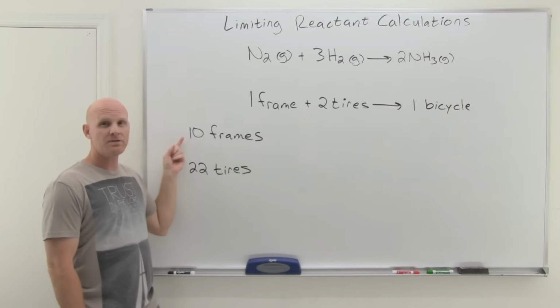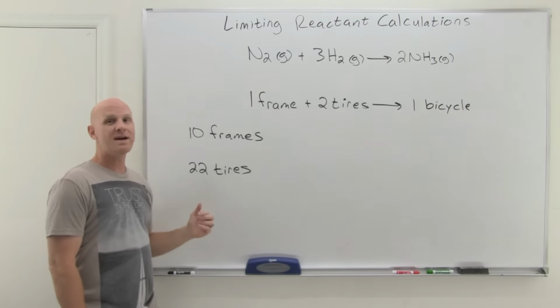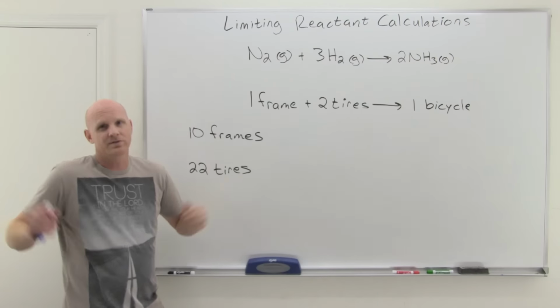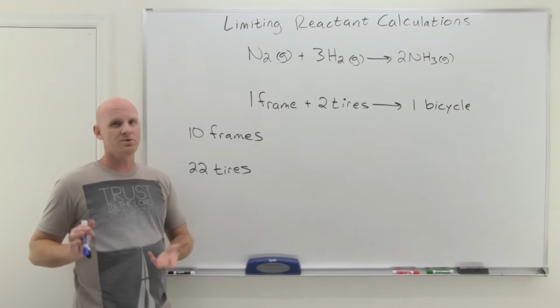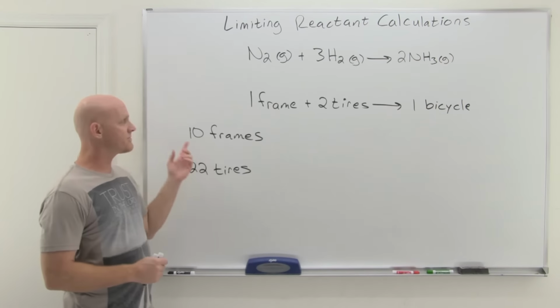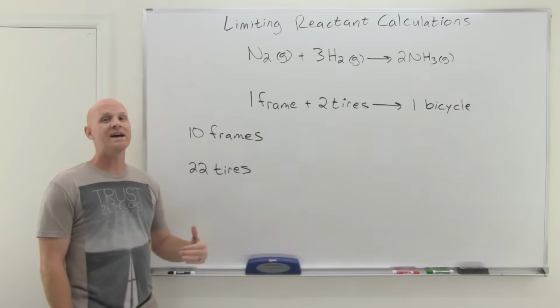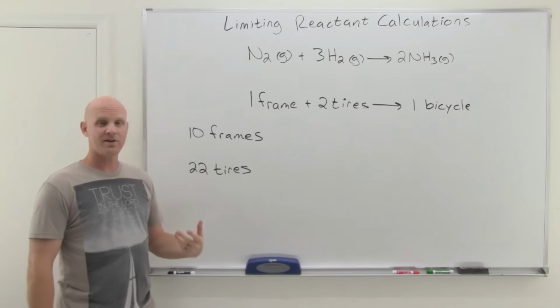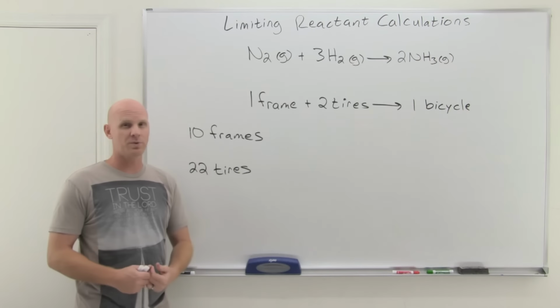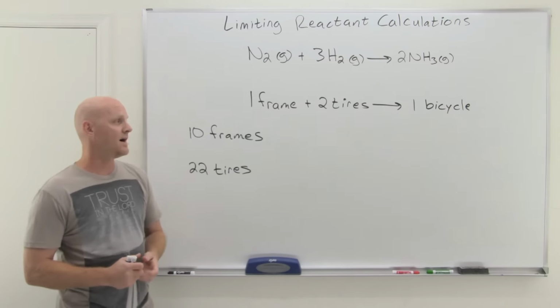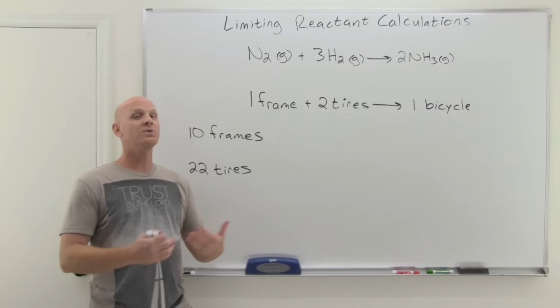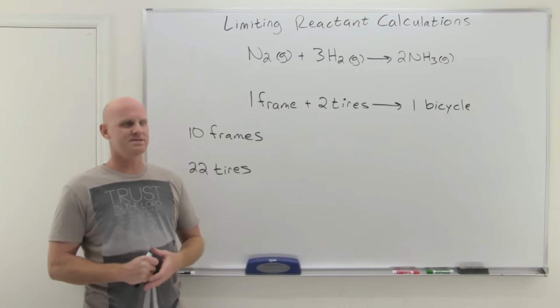So we have enough frames to make 10 bicycles, we have enough tires to make 11. Well, then we can only make 10 bicycles. You're gonna run out of frames before you've used up all your tires. So we would call the frames the limiting reactant or limiting reagent. We call the tires the reagent in excess. And the fact that we can make a maximum of 10 bicycles, we'd refer to that 10 bicycles as the theoretical yield of our product in this case.